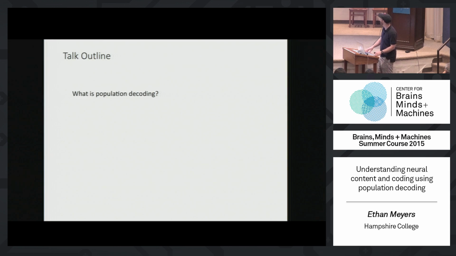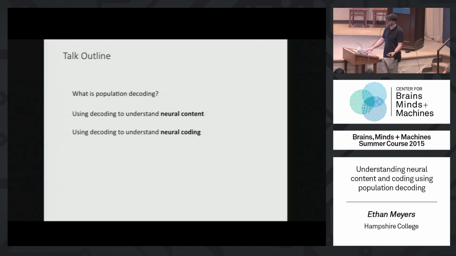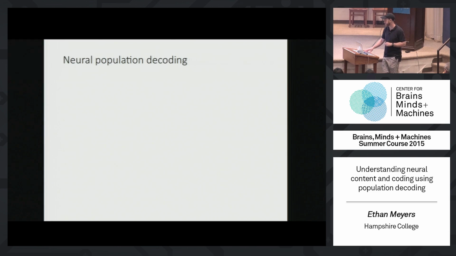So the outline for the talk today is I'm going to talk about what neural population decoding is. I'm going to show you how you can use it to get at neural content, so what information is in brain regions. Then I'm going to show how you can use it to answer questions about neural coding, or how neurons contain information. And then I'm going to show you a little bit how you can use it to analyze your own data, so very briefly, a toolbox I created that makes it easy to do these analyses. OK. All right.